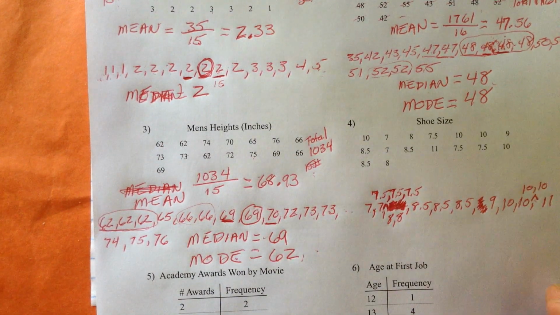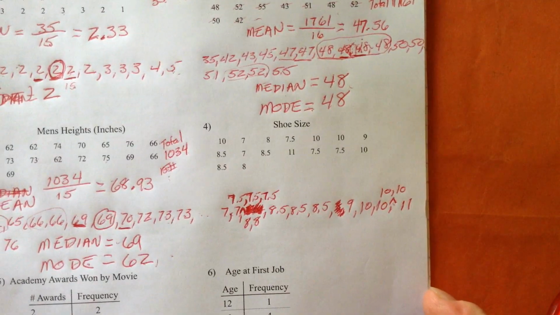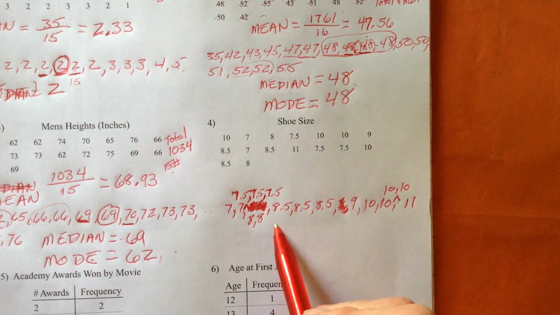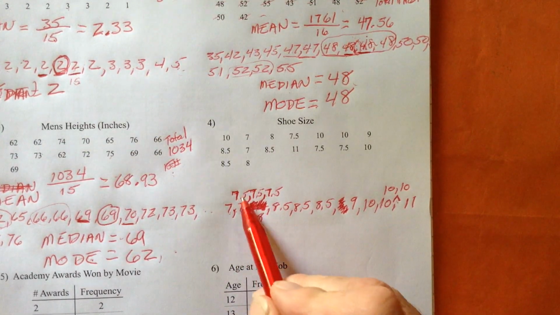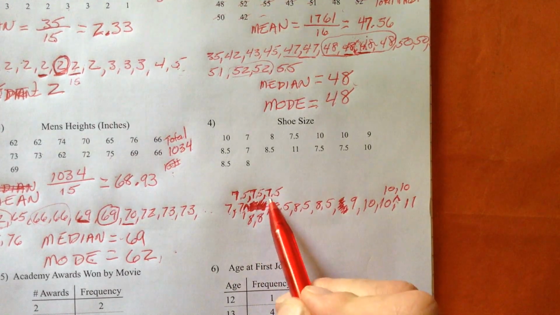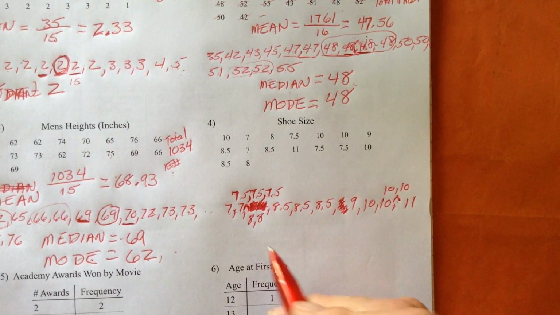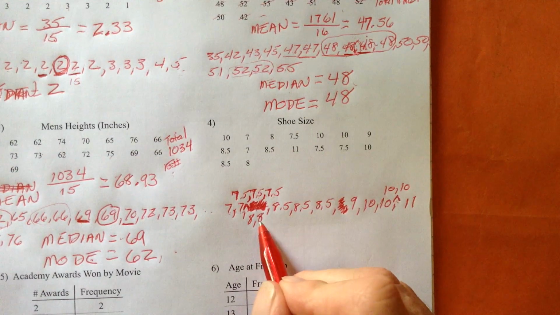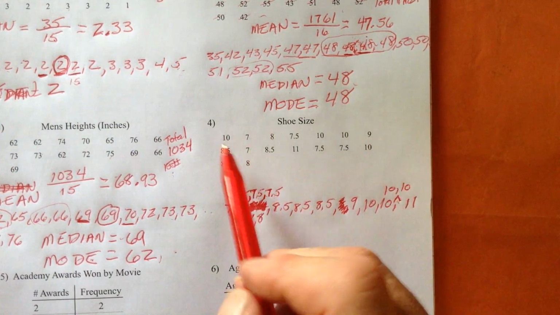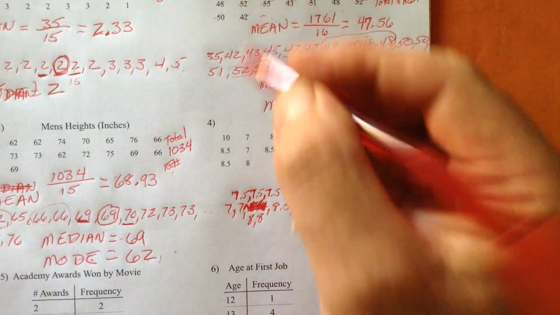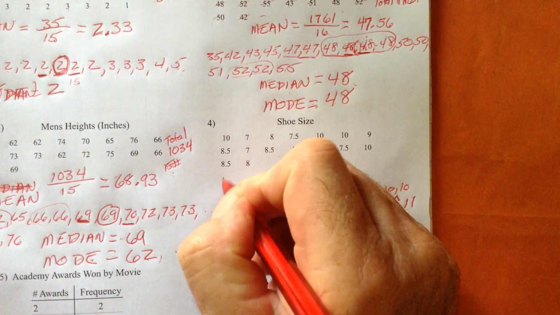Okay? And in this video, I'll do number 4 also. So here, you can kind of see I got a little mixed up. It goes 7, 7, 7.5, 7.5, 7.5, 7.5, then 8, 8, 8.5, and so on. Okay? So here again, I'm going to do the mean first.